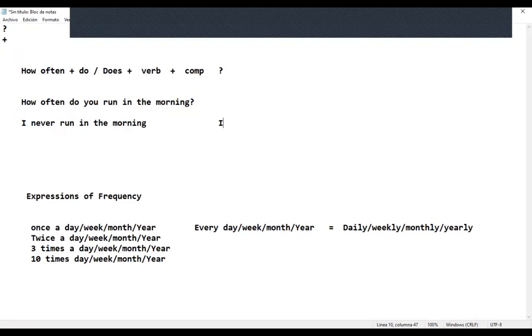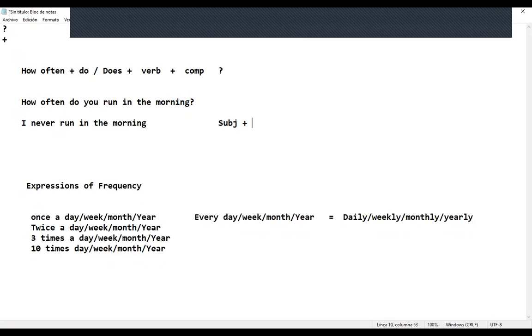Por ejemplo, el subject sería el subject, plus verb, plus complement, plus expression of frequency. Tratemos de usar esta fórmula.